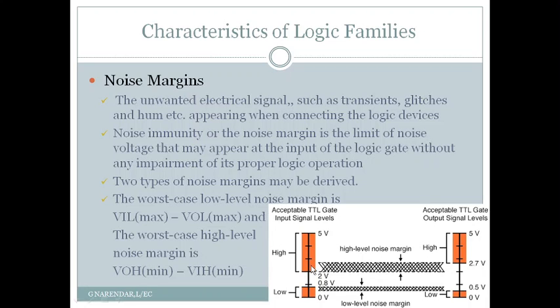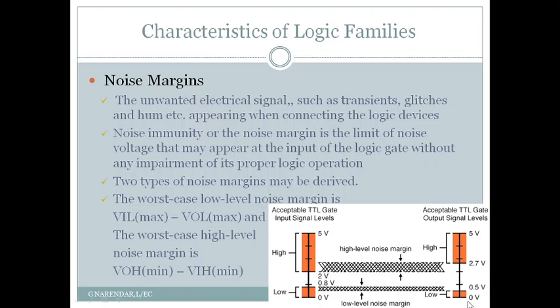So here you can see that a 2 to 5 volt signal will qualify as a high signal at the input, but a signal with a lesser range, 2.7 volt to 5 volt, is qualified as a high output signal. That means when you connect two digital circuits, the output of the first circuit will be the input of the second circuit.